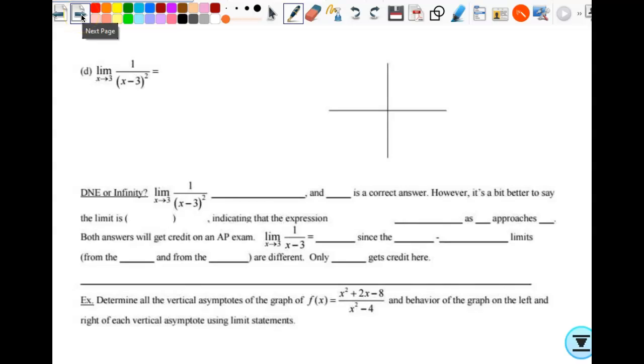So I have 1 over (x minus 3) squared. All right, so again, if I do the limit of the numerator and the limit of the denominator, I'm going to get DNE. So the limit as x approaches 3 of 1 equals 1. The limit as x approaches 3 of (x minus 3) squared is equal to 0, right? So that gives me 1 over 0, which is DNE.